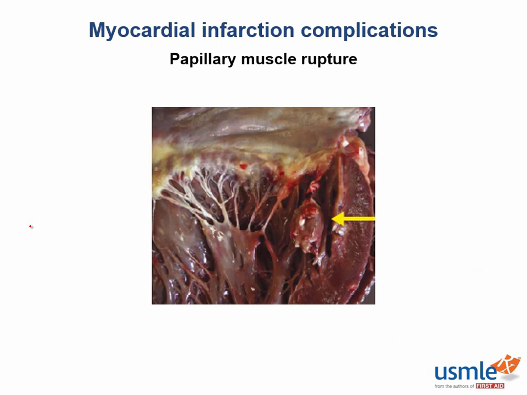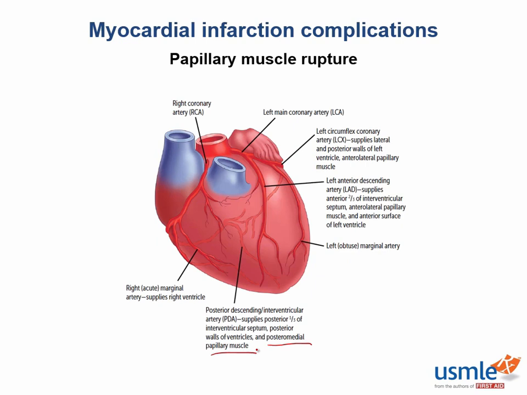Our next complication here is papillary muscle rupture. When cardiac muscle is dying, you have more to worry about than just the ventricular wall. Here you can see an image of a papillary muscle that took a serious blow and died. Which papillary muscle is most susceptible to ischemic injury and necrosis? There you go, that's going to be the posterior medial papillary muscle.